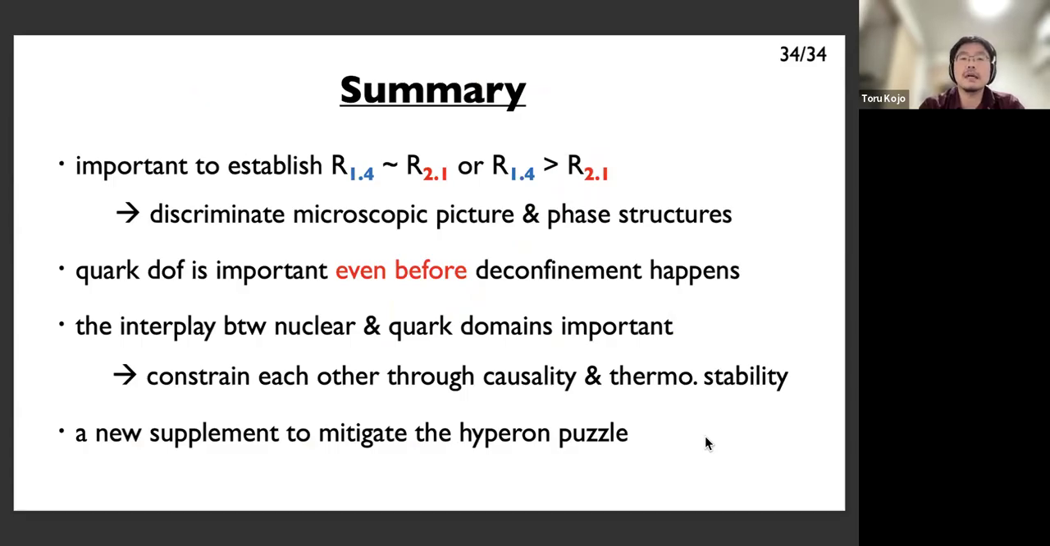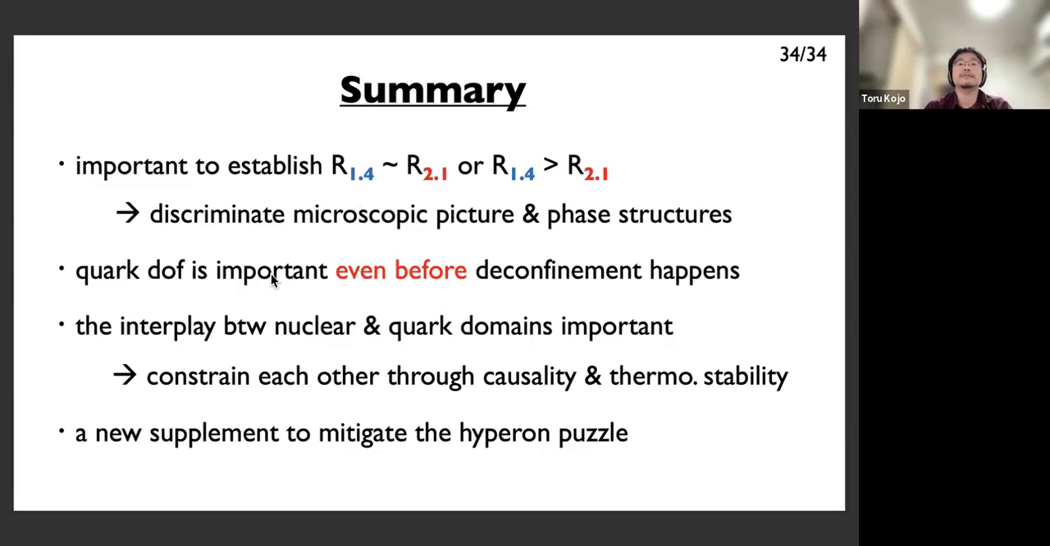Let me summarize my talk. As I emphasized, the relation between the 1.4 and 2.1 solar mass neutron star radii is really important to discriminate different modeling and different pictures, and also phase structure. It is very important to establish this sort of relation. And neutron star merger simulation for the post-merging phase should be very important, especially to confirm the large radius of the 2.1 solar mass neutron star. That is what I'm looking forward to in future simulations.